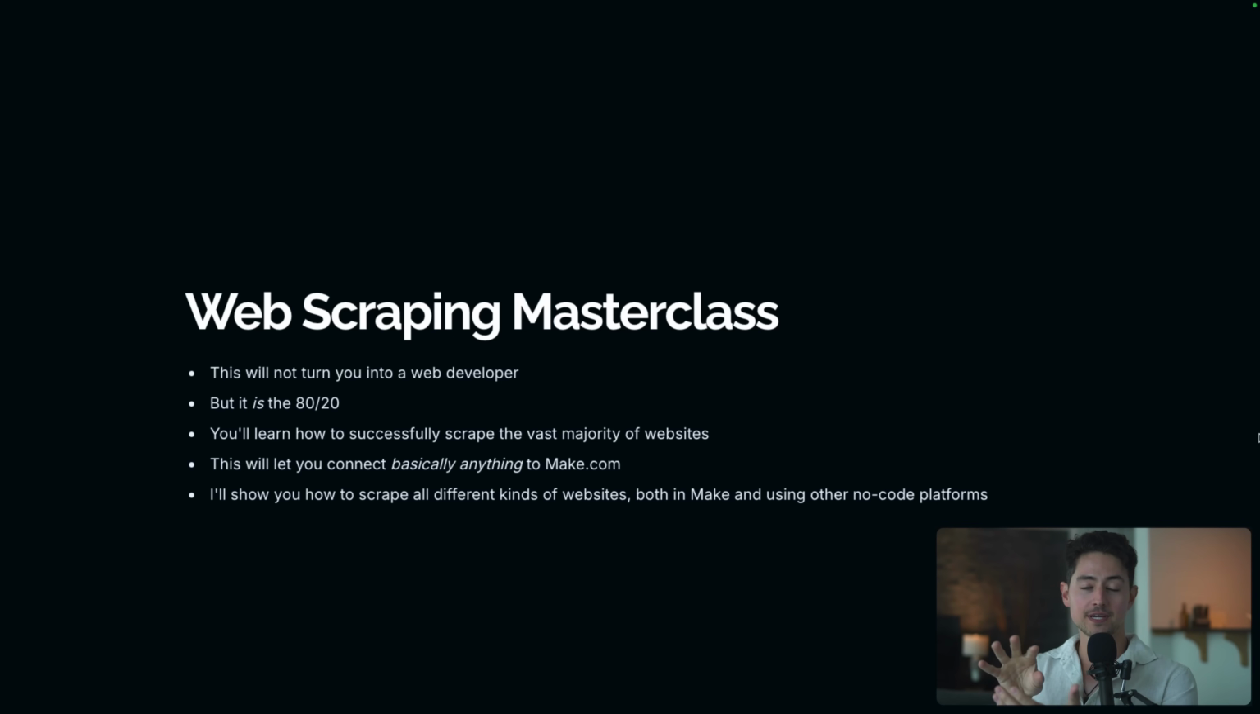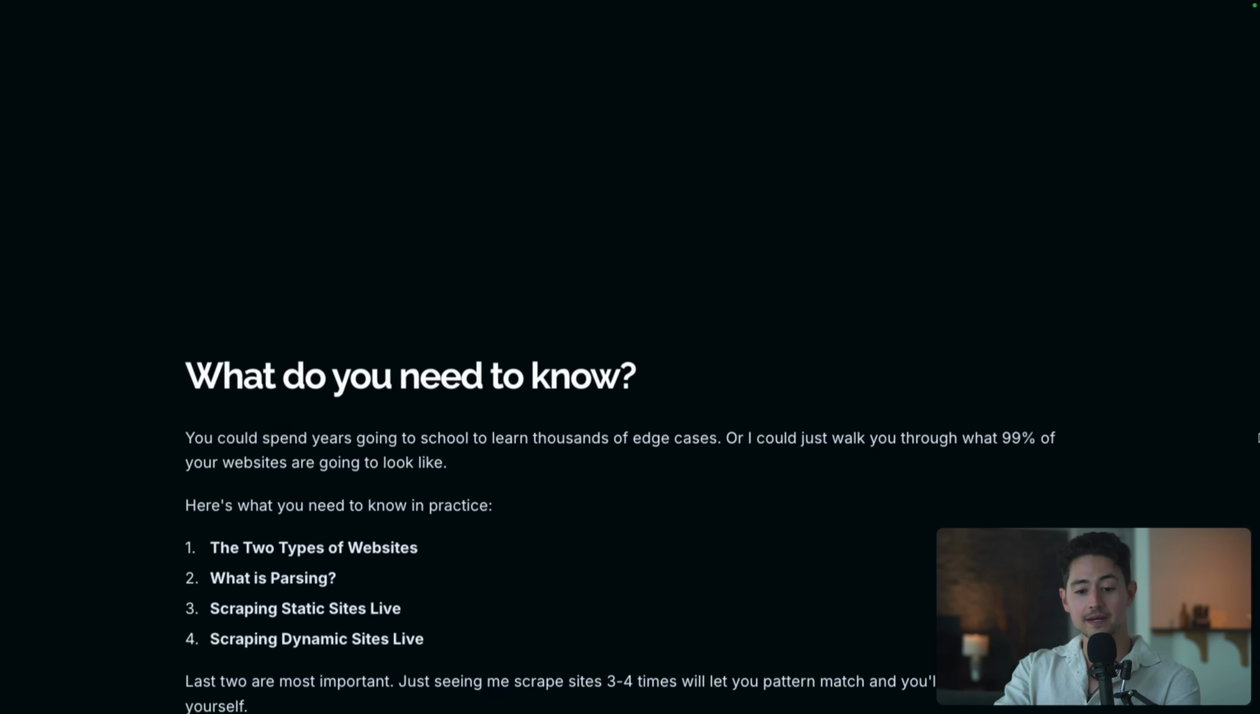The real value here is that you'll be able to connect any website, any scraping source, anything really to your Make.com flows. And if you combine it with what I've taught you in previous videos, you'll essentially be able to make every system known to mankind in Make, which is quite incredible.